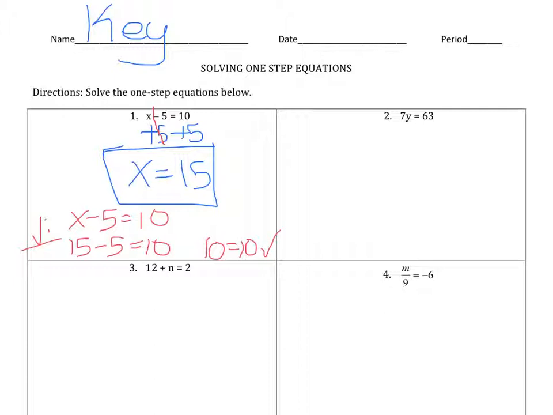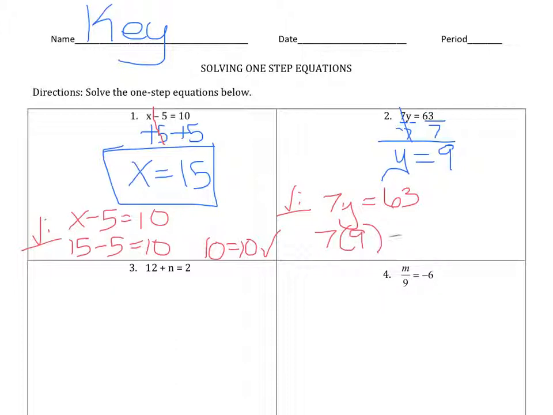Continuing on, again we do inverse operations, so the inverse of multiplication for number 2 is division, so I'm going to divide by 7. When I divide by 7 on both sides, I get y equals, and then 63 divided by 7 is 9. I could check my work by plugging the 9 back into the original equation. So 7 times 9 would equal 63. And 7 times 9 is 63. So that checks out.